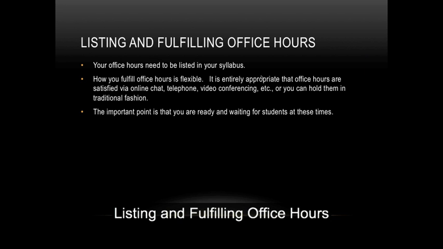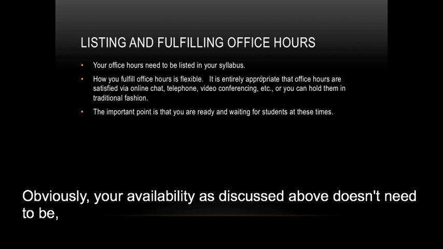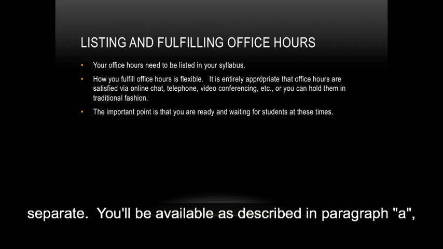Listing and fulfilling office hours. It's important that your office hours are listed on your syllabus. Obviously, your availability, as discussed above, doesn't need to be, because it isn't predetermined. These two things are separate.